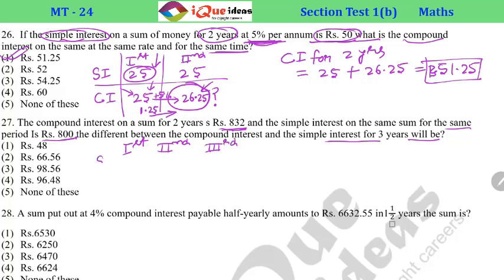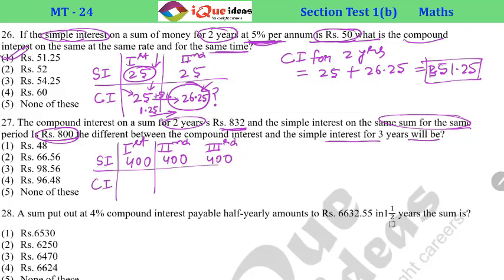Now simple interest for the first 2 years is 800. So for every year it is going to be 400. For 2 years it is 800, so 1 year will be 800 by 2, so every year it is going to be 400. Now what about compound interest? The first year compound interest is going to be the same as the simple interest. So it is 400.